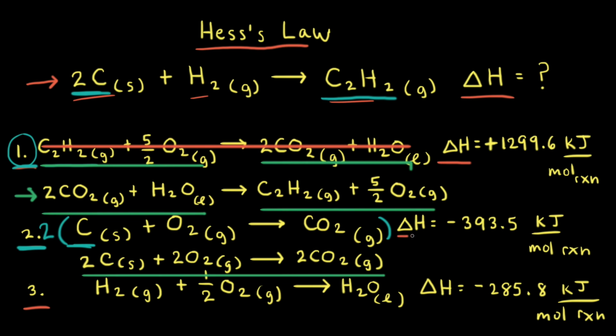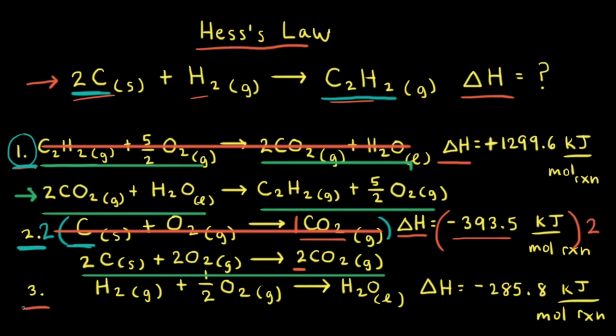The change in the enthalpy for the formation of 1 mole of CO2 was negative 393.5 kilojoules per mole of reaction. But now we're forming 2 moles of CO2. And since we multiplied the equation through by a factor of 2, we also need to multiply the change in enthalpy by a factor of 2 as well. And also, let's go ahead and cross out this first version here, because now we're forming 2 moles of CO2.